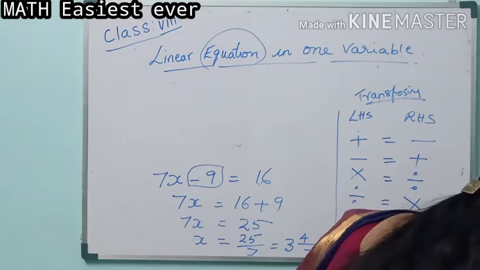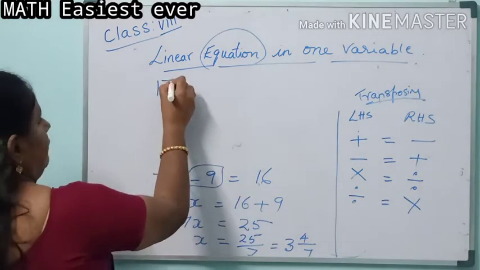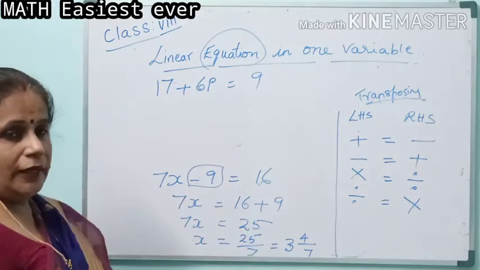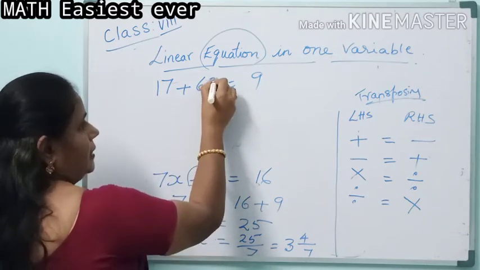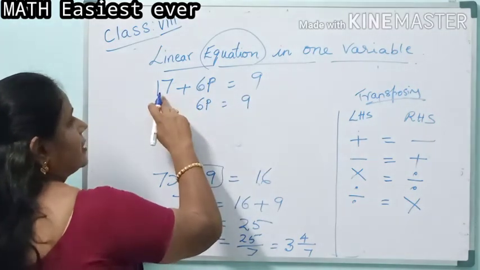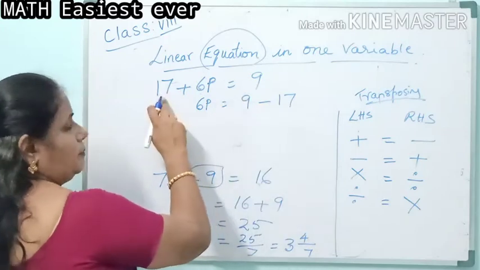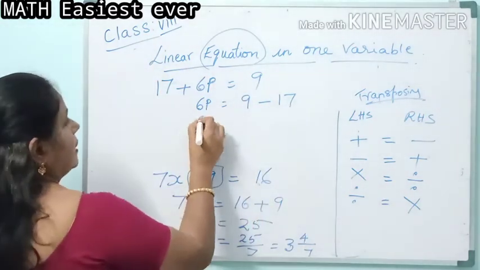17 plus 6p is equal to 9. Okay, so what you have to do here is, have this p. p is a variable, isn't it? 6p is equal to 9. Take the 17 to the other side. It's plus 17 here. Take it to the other side. It becomes minus 17.